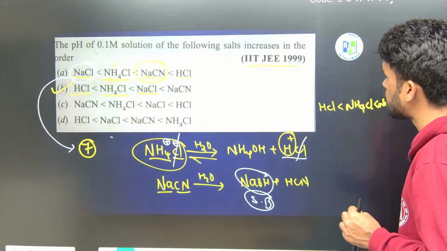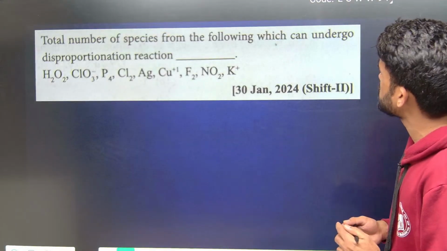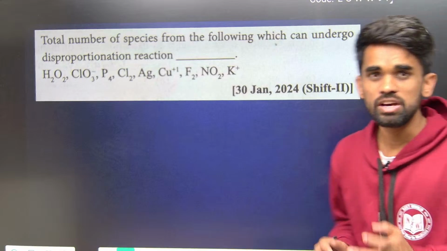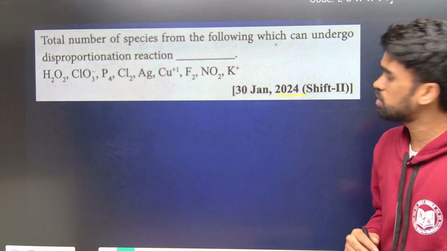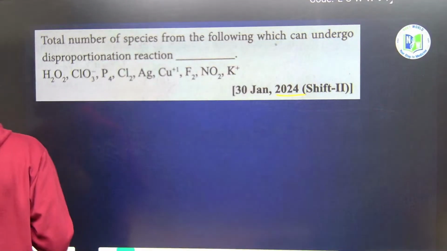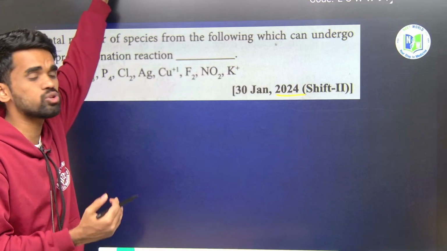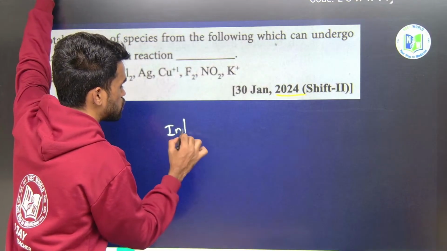Let us move forward with a few more questions here. Look at this: the total number of species from the following which can undergo disproportionation reaction. Very easy, this is a JEE 2024 January 30 shift question. The given molecules, in order to show a disproportionation reaction, the central atom should have an intermediate oxidation state.